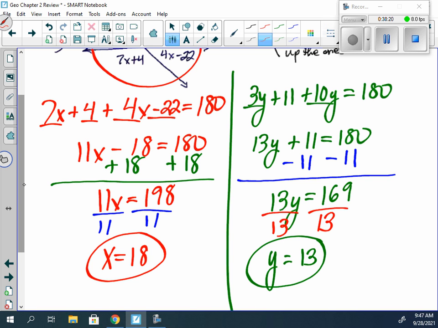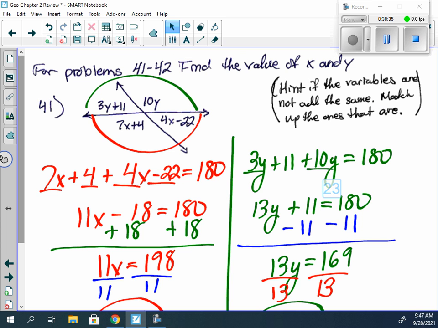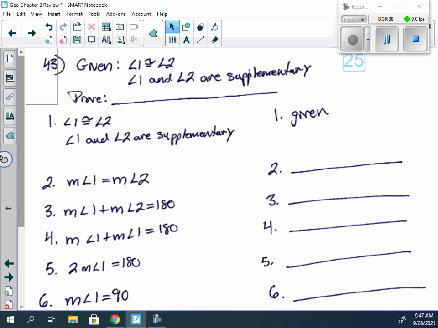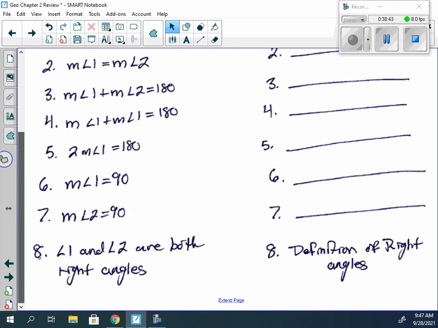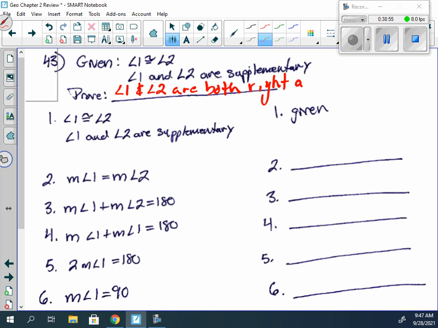Any other questions on this here? Any other questions on any other part of the review sheet? On 43, on the third part, would that just be number 8, angle 1 and angle 2 are both right? Yep, because that is the last step. The part we're wanting to prove is that angle 1 and angle 2 are both right angles.